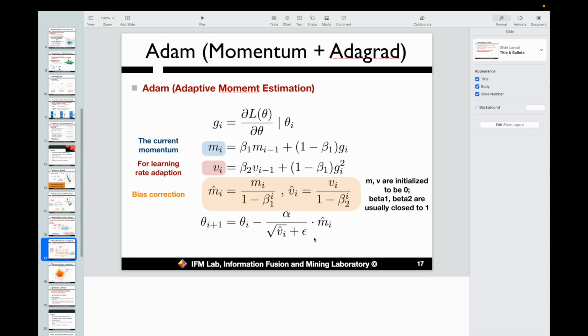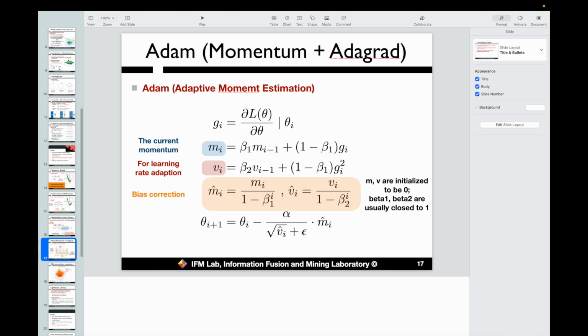Then in this way, we can allow different variables to have different learning rates, and we also consider the speed by incorporating this momentum term into the updating equation. And this epsilon is added here to avoid this term being 0. In this way, we can also ensure this equation will hold, and this will not be 0. Alright, so this is the Adam algorithm we can use for updating these variables.